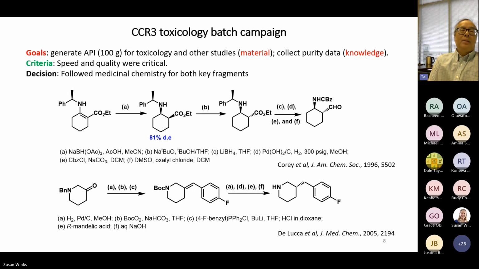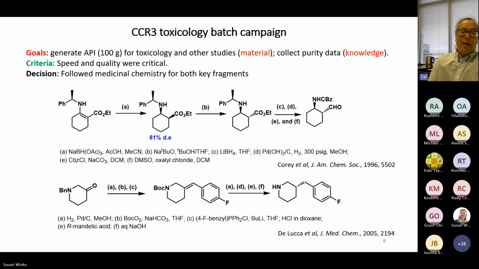This is a substrate-controlled hydride reduction of an enamino ester. That gives an okay level of diastereomeric selectivity, which is followed by epimerization and removal of the chiral auxiliary. The chemistry worked to give a decent purity of the compound, so we pushed ahead and did that.